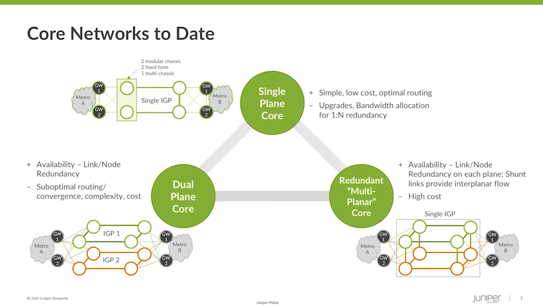So the dual plane core, as a comparison, improves on availability with link and node redundancy on separate planes, with each plane representing a network service transport domain. At scale, with more routers sharing the capacity. However, routing and convergence are suboptimal with these designs, and you're adding complexity and cost.